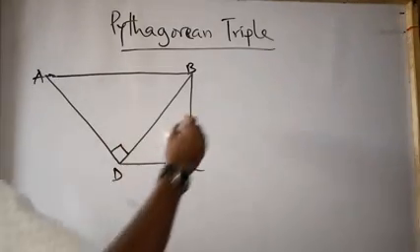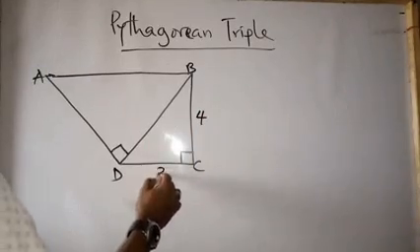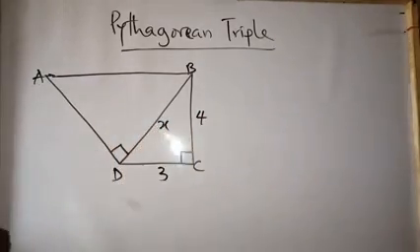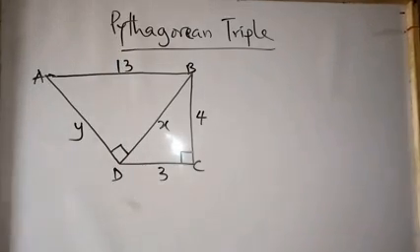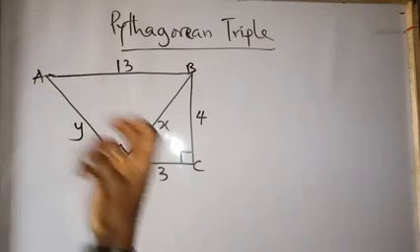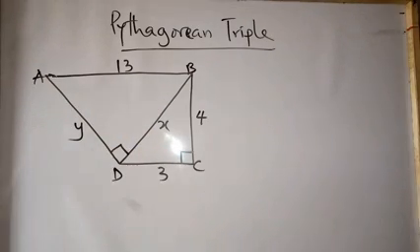So now let's assume that they gave us 4 here, and they gave us 3 in this place. They put x here and asked us to find x. And they put y in this place and asked us to find y. And they call this place 13. Now, one thing you have to note is that when they combine two triangles like this and ask you to find any of the sides, you will need two known values and one unknown for you to be able to solve any triangle.